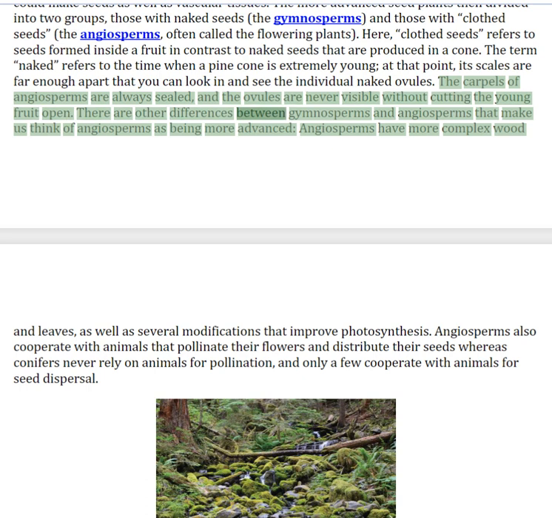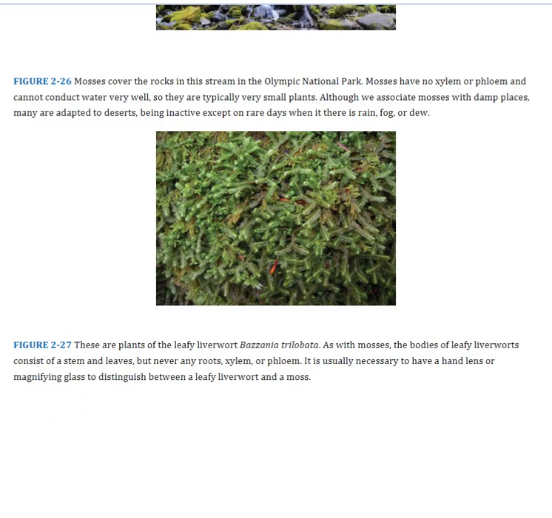There are other differences between gymnosperms and angiosperms that make us think of angiosperms as being more advanced. Angiosperms have more complex wood and leaves, as well as several modifications that improve photosynthesis. Angiosperms also cooperate with animals that pollinate their flowers and distribute their seeds, whereas conifers never rely on animals for pollination, and only a few cooperate with animals for seed dispersal.